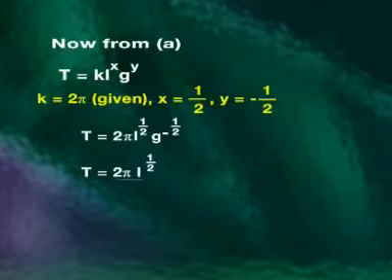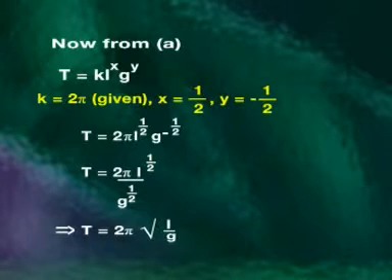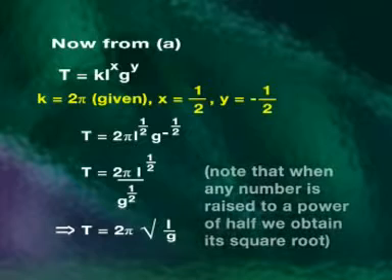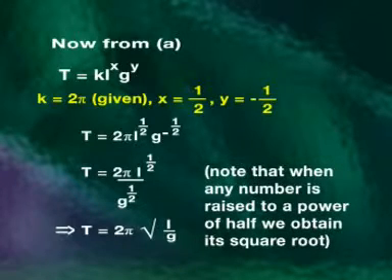Rewriting this, T would be equal to 2 pi L raised to the power half divided by g raised to the power half. This implies that T equals 2 pi square root of L divided by g. Note that when any number is raised to the power of half, we obtain its square root.